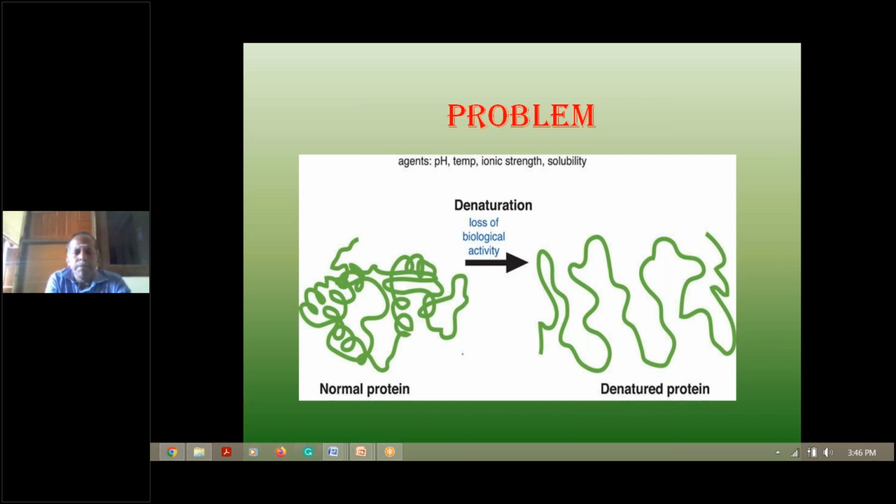Proteins normally have four different types of structures. In general, a normal protein has a primary structure, and your protein is supposed to have all its viable strength in its native state. Native state means its natural state. But when it is subjected to denaturation agents like variation in pH, extreme pH or extreme temperature, or if you change the ionic strength or the solubility ratios, then automatically the protein will denature. Denaturation is basically a loss of biological activity.